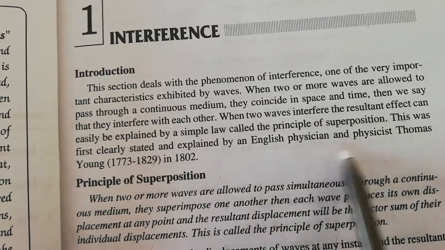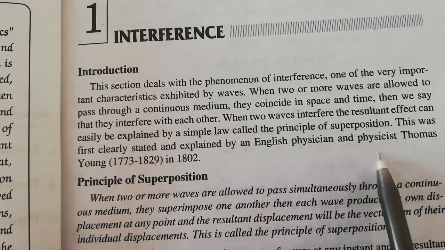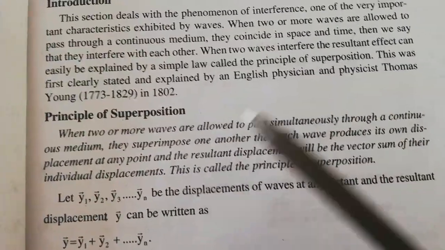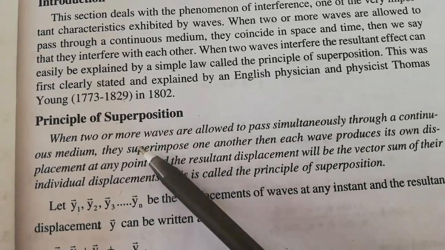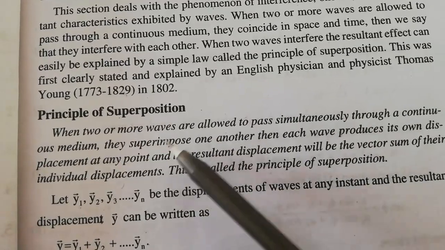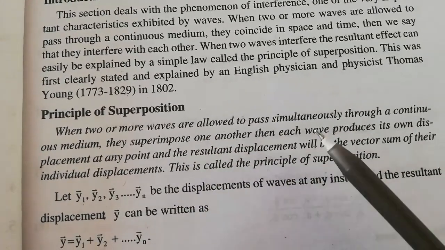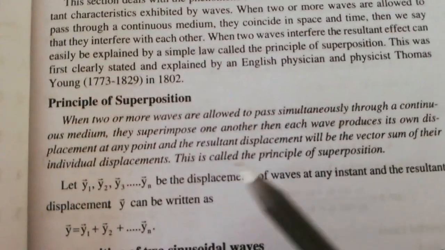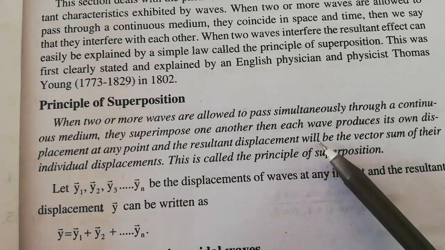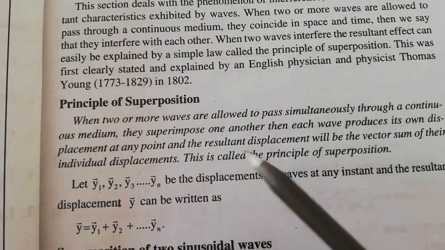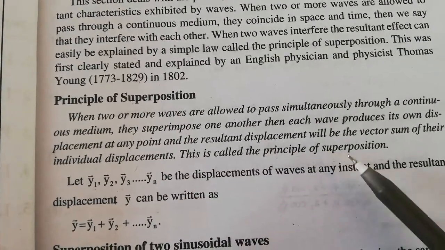That is clearly explained by a physician and physicist named Thomas Young. Now we can go through the principle of superposition. When two or more waves are allowed to pass simultaneously through a continuous medium, they superimpose on one another, then each wave produces its own displacement at any point, and the resultant displacement will be the vector sum of their individual displacements. That is the principle of superposition.